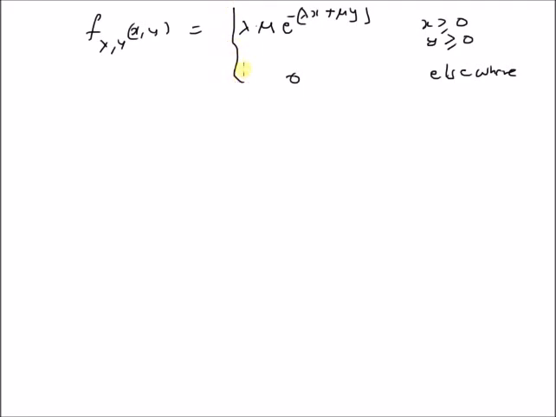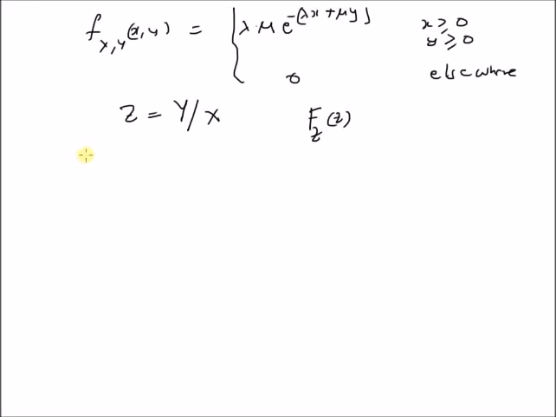So given this joint PDF, our goal is to find the CDF of a derived random variable defined as z equal to y over x. So we want to find the CDF of z, that is, we want to find F_z of z.